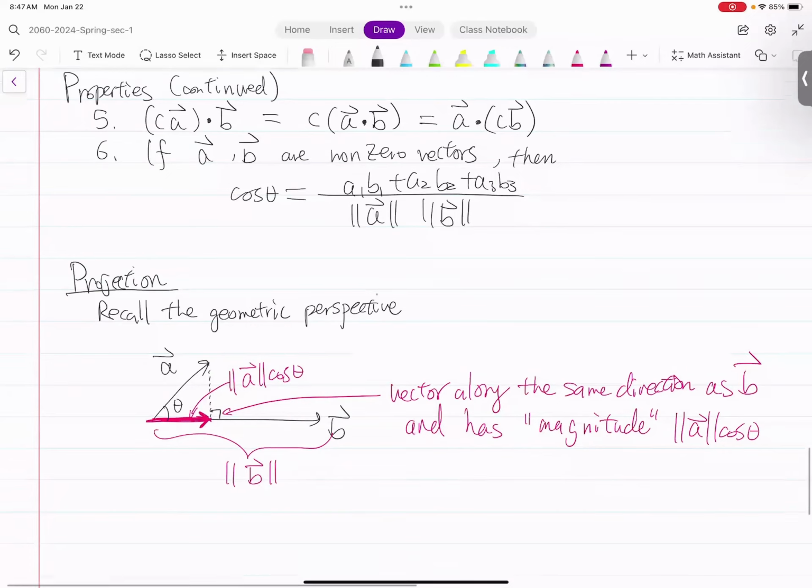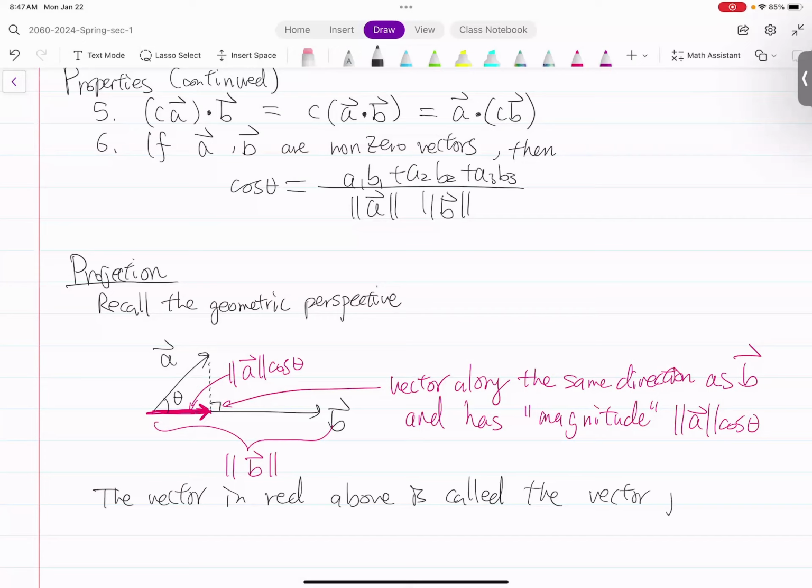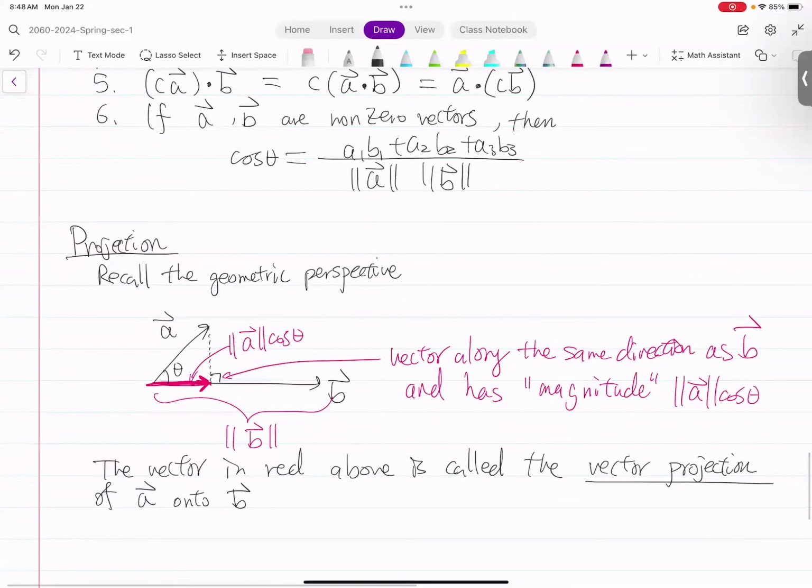So this is the vector projection. The vector in red above is called the vector projection of A onto the vector B. So the direction we're looking at is actually this vector B. And then you start with A, so the projection is onto the vector B.